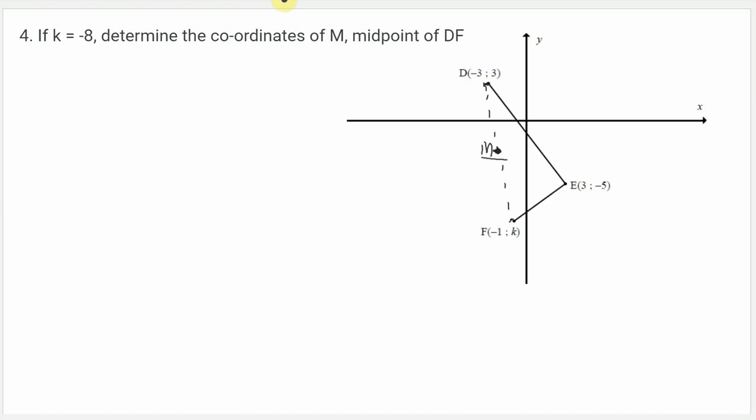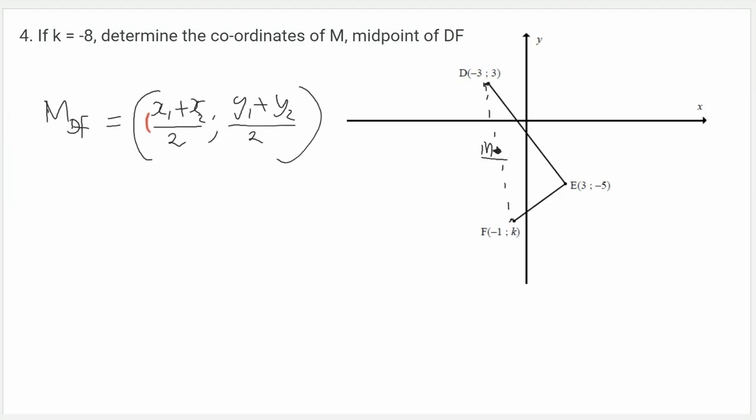So using the midpoint formula, M of DF is equal to x1 plus x2 over 2, and then y1 plus y2 over 2. So this is for the x coordinate of the midpoint, and this is for the y coordinate of the midpoint. Then you substitute into the formula the values that you have. Let me just go ahead and do my thing here: x1, y1, then x2, y2.